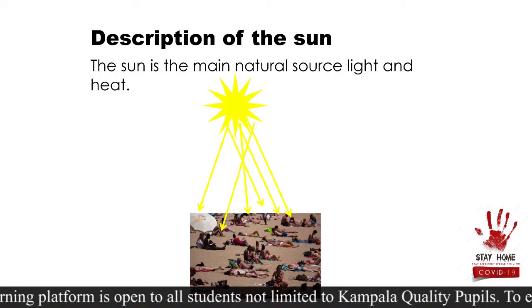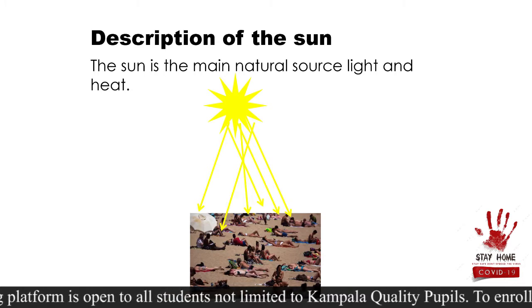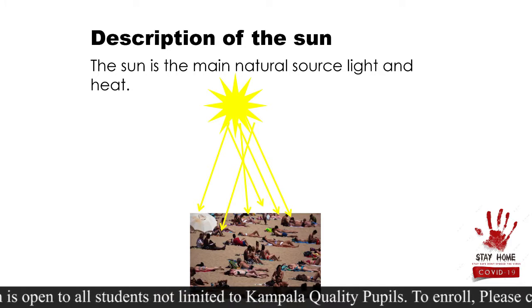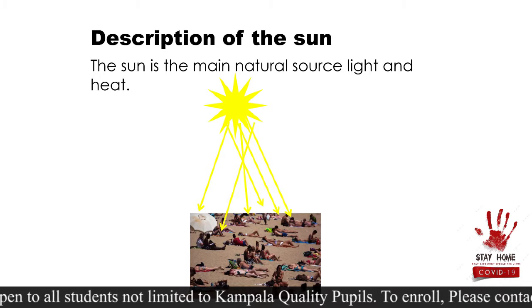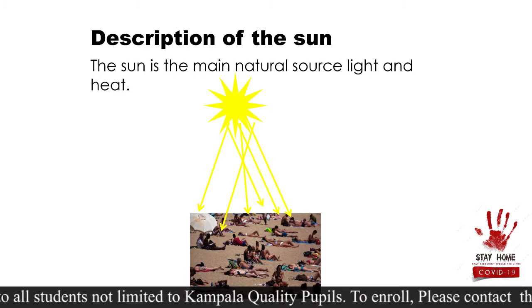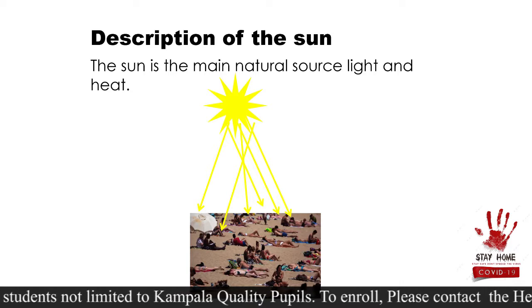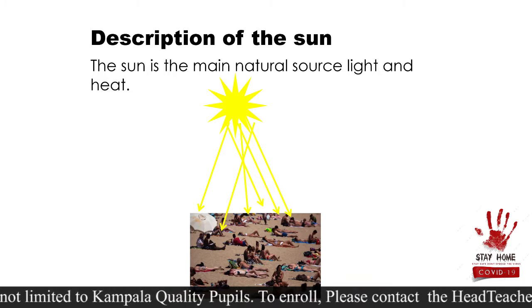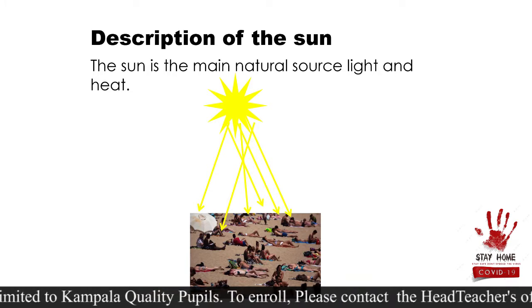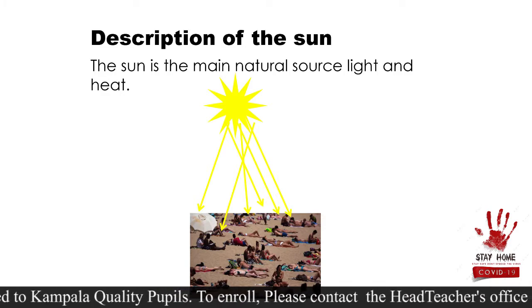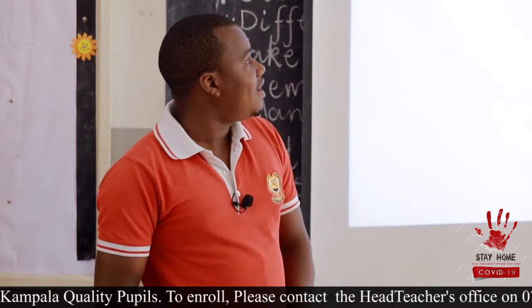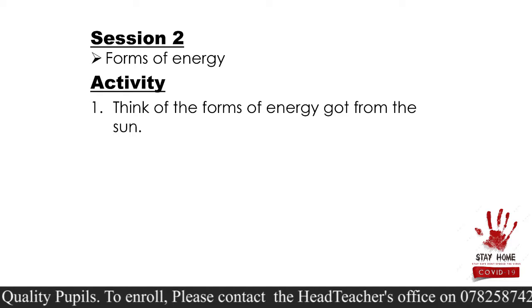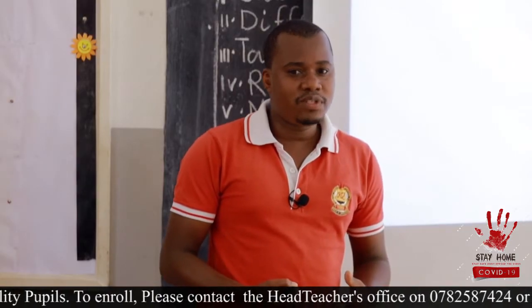The sun is the main natural source of light and heat. I have it here, you can see, and these ones are the sunrise coming. So these guys are getting light and also heat at the same time. So the sun is the main natural source of heat. Now, from the sun, we get some forms of energy. And there are basically 3 forms of energy that are got from the sun. Have you thought of some of them?